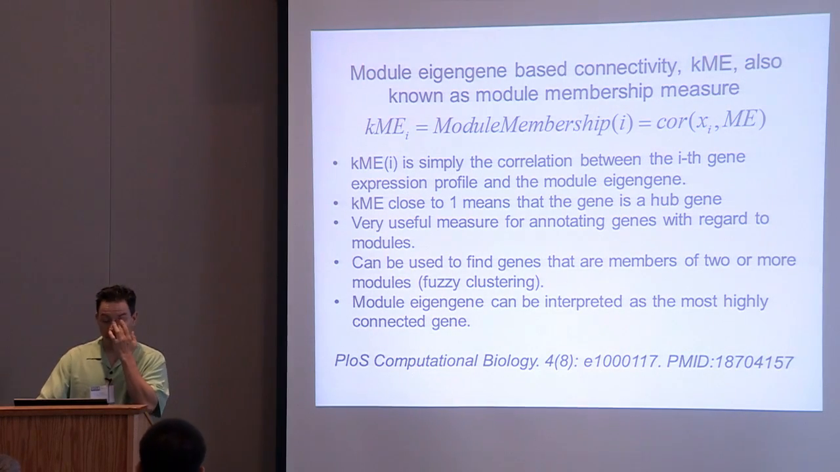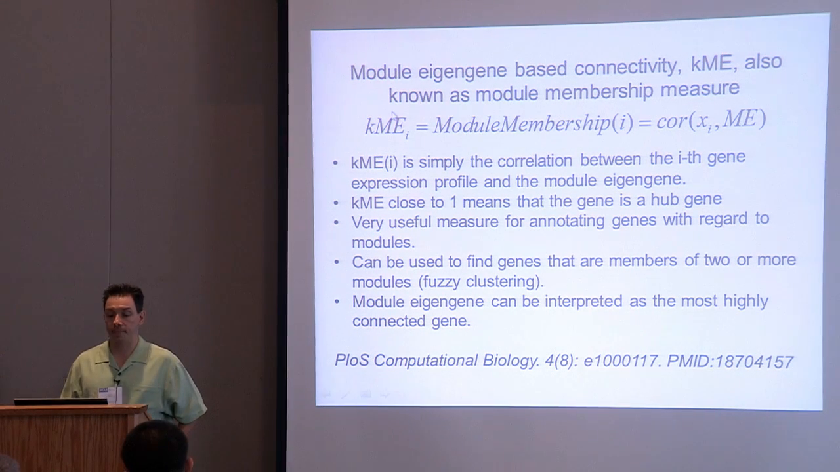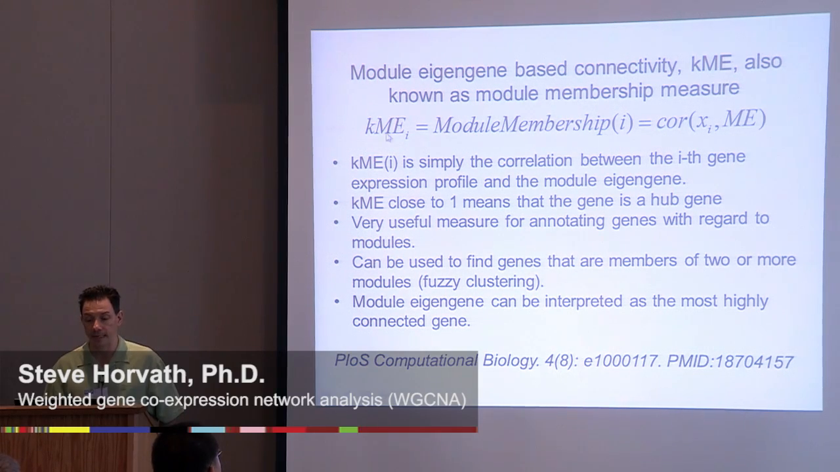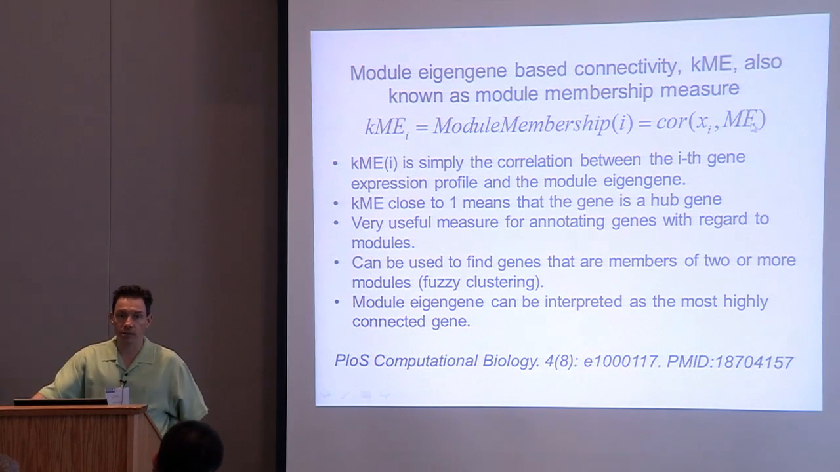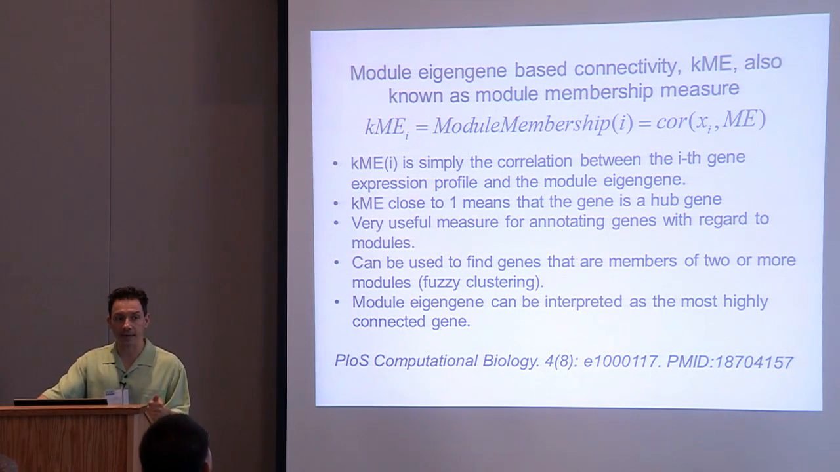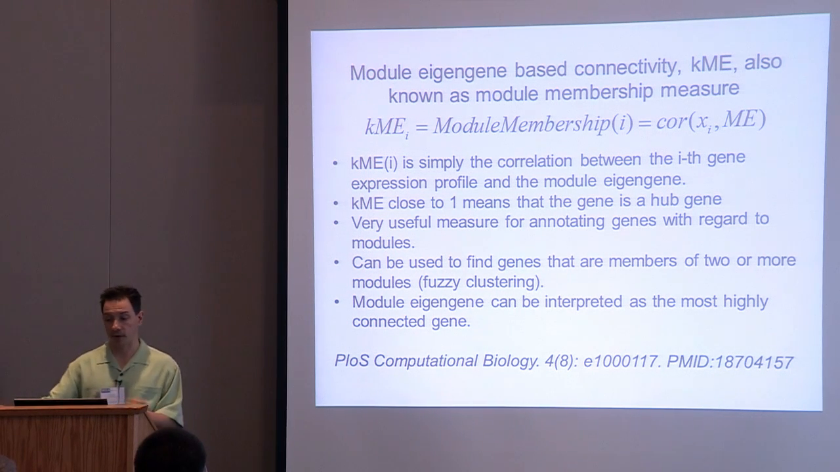So therefore, we often prefer the so-called KME measure, the module eigengene-based connectivity measure that I introduced to you a while ago. So the KME is defined by correlating each gene with the module eigengene, for example, the blue module eigengene. And as a correlation, this measure is naturally scaled. It takes values between -1 and 1. And also importantly, it maintains the sign information, right? I know if a gene is positively related or negatively related to the module.